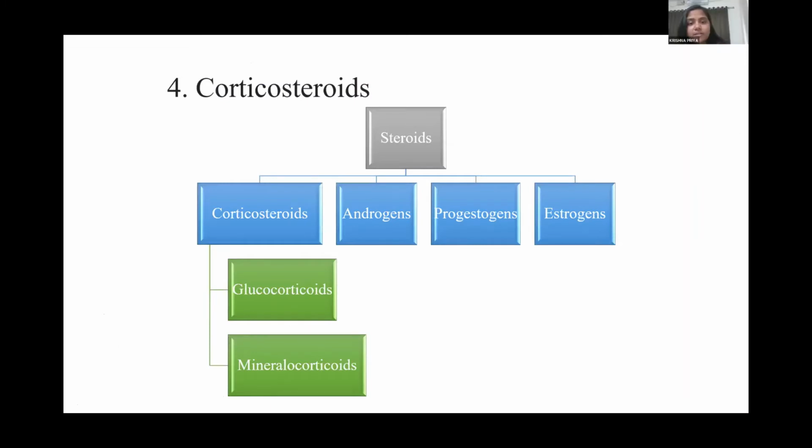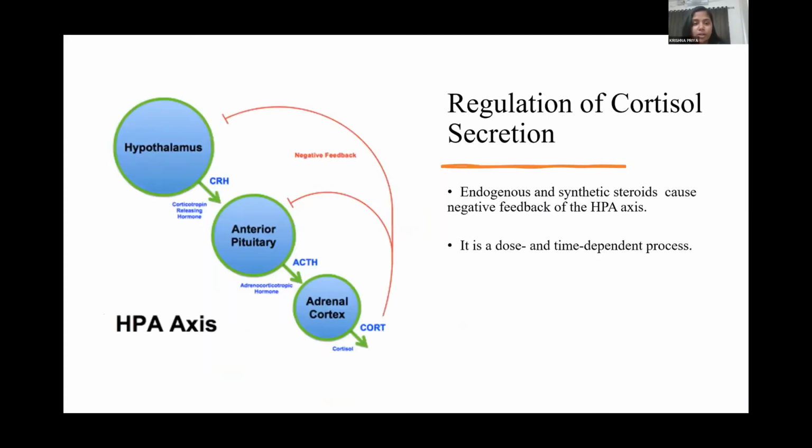The next category is corticosteroids. So steroids are classified into corticosteroids, androgens, progestogens, and estrogens. And corticosteroids could be glucocorticoids or mineralocorticoids. So the regulation of cortisol secretion: from the hypothalamus, corticotrophin releasing hormone activates the anterior pituitary, which then releases adrenocorticotropic hormone, which stimulates the adrenal cortex to release cortisol. Similarly, cortisol exerts its negative feedback on the hypothalamus and anterior pituitary.